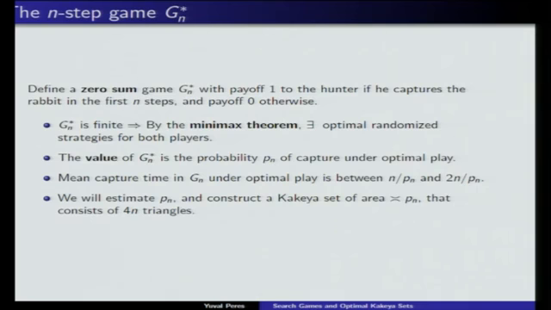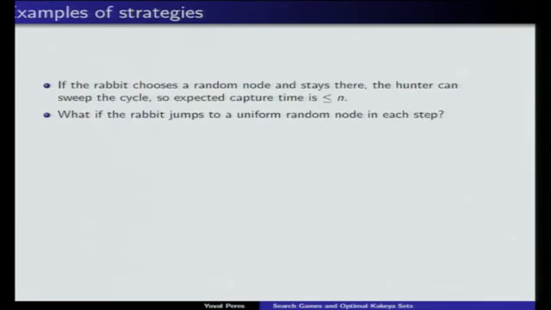Okay, so if the probability of capture is p in the finite game, then the length is n over p. But the real issue is, does p depend on n, or is it going to a constant? So in other words, can the hunter ensure capture in linear time or not?